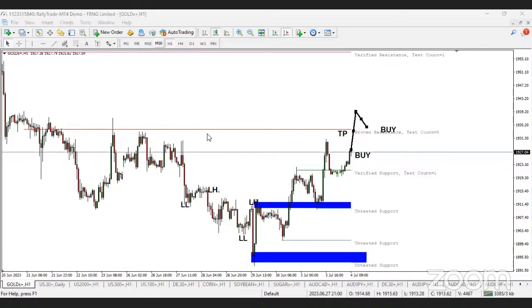So any other instrument you want us to look at, and then we'll continue. Oil.